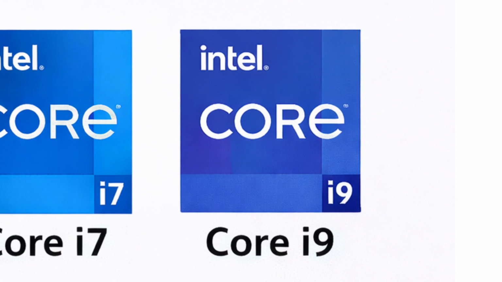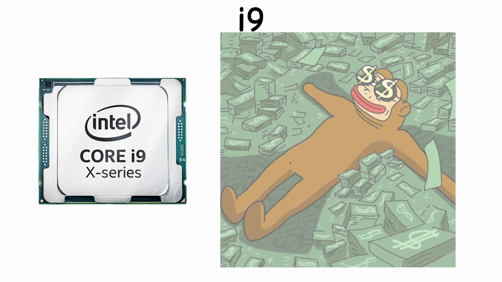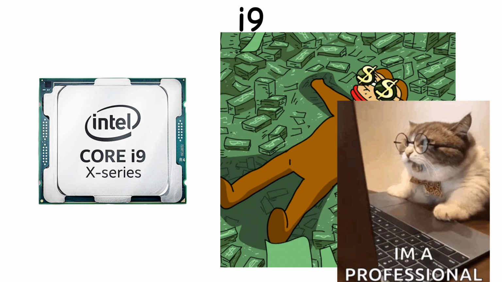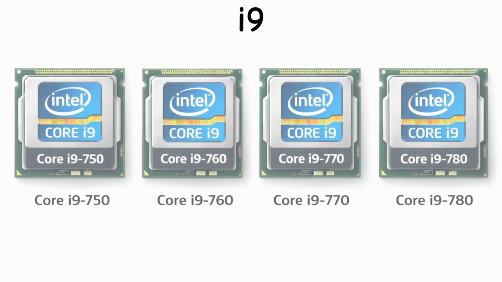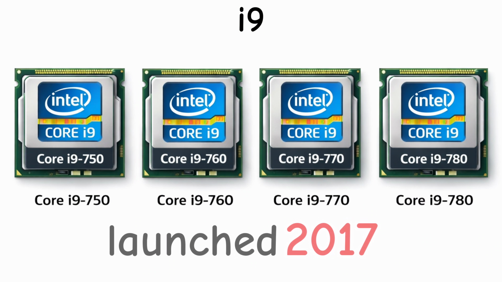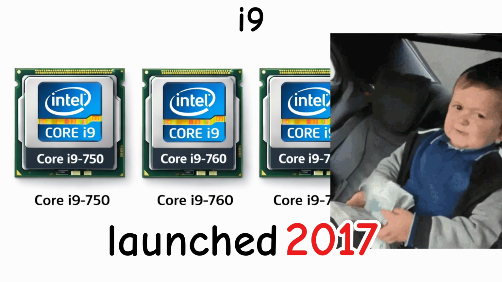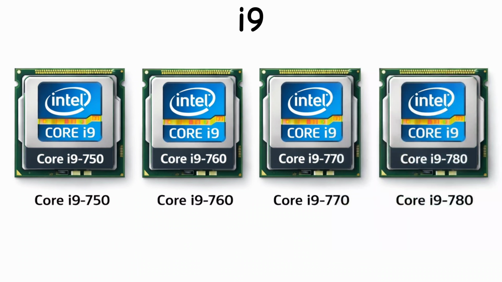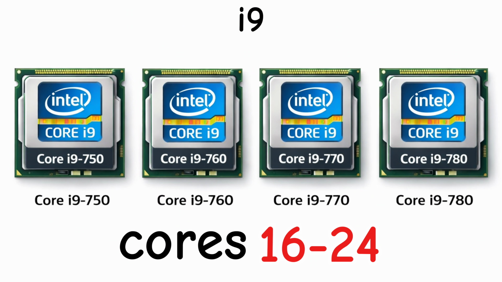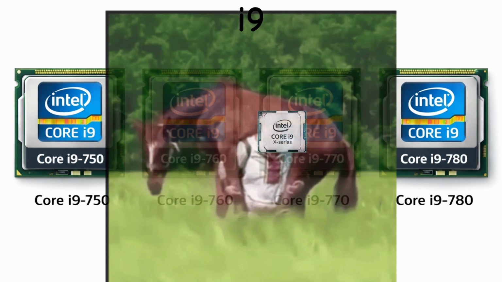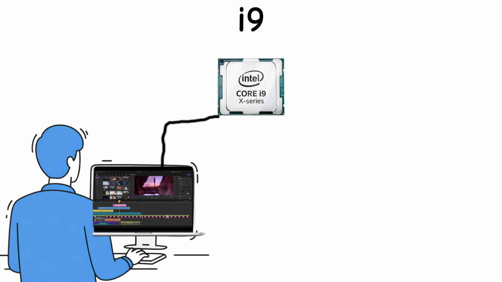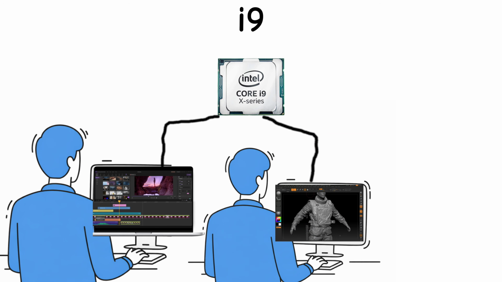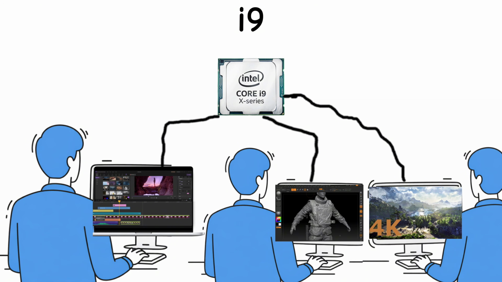Core i9. Core i9 is Intel's flagship processor designed for professionals and tech enthusiasts who need extremely high performance. Intel first introduced the Core i9 series in 2017 with its high-end desktop processors. These processors usually come with 16 to 24 cores, which allows them to handle very heavy workloads. Tasks like 4K video editing, 3D animation, advanced simulations, and high-end gaming benefit from this level of processing power.